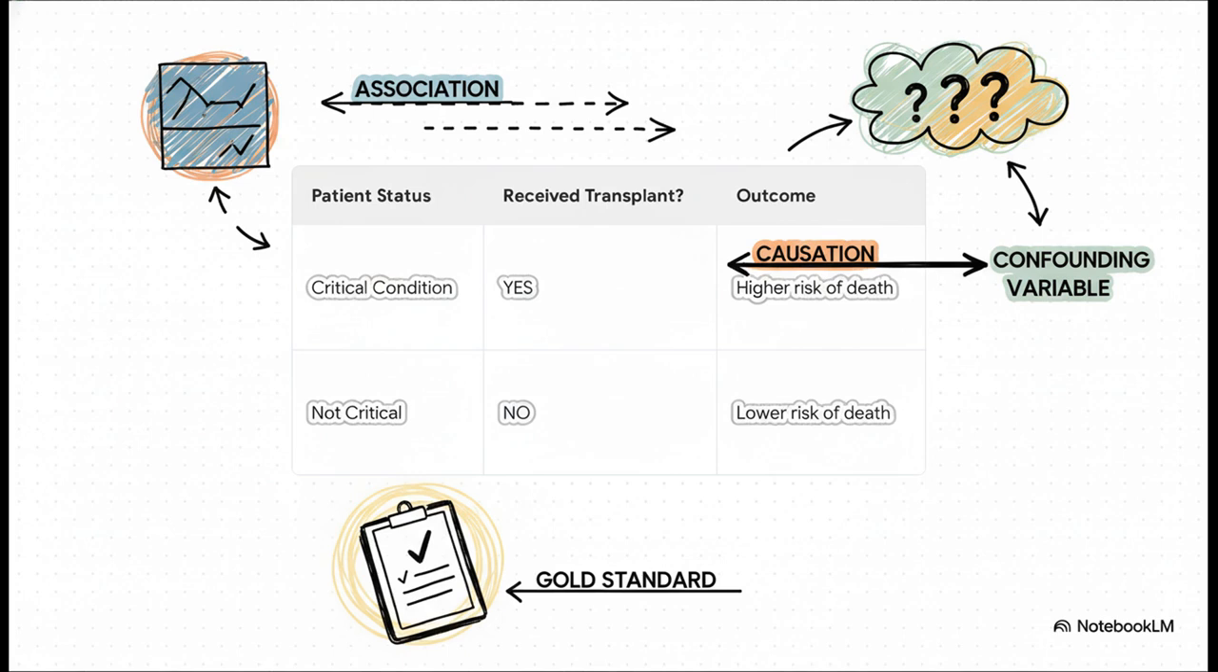What's the confounder? Well, who gets a heart transplant in the first place? The absolute sickest patients. Their critical condition is the hidden variable that's connected to both getting the transplant and, sadly, their chances of survival. It completely distorts the real story.